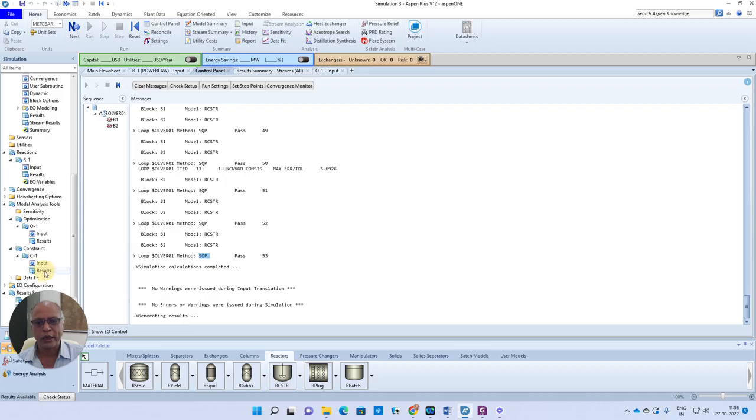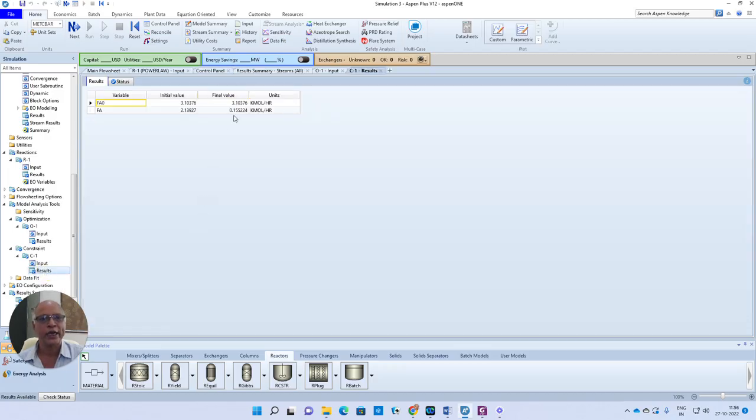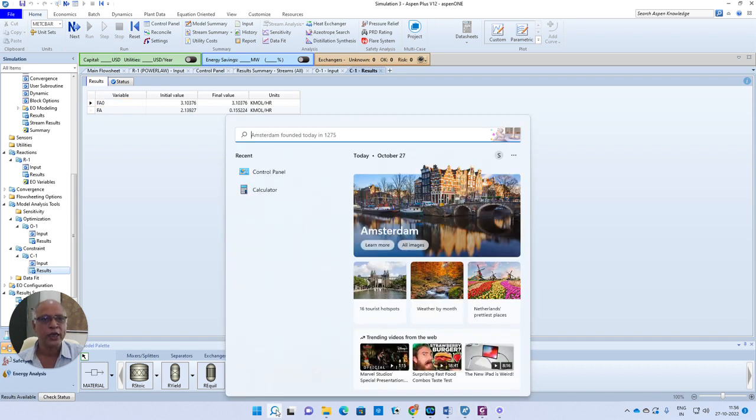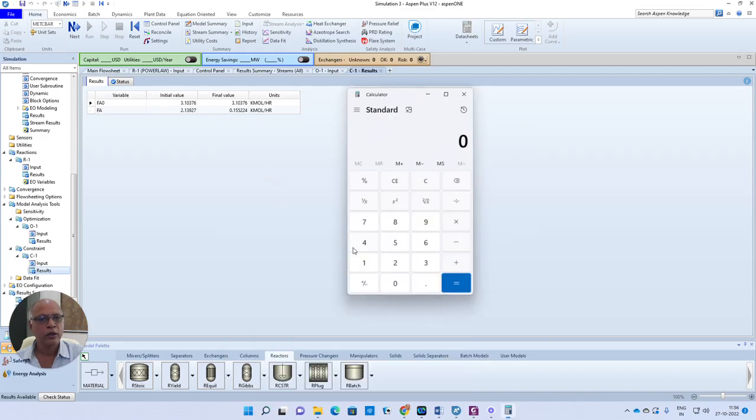See, let me look at the result of the constraint. So you can check it up. 3.1, the outlet flow rate is 0.15. So we can probably check it up by using a calculator. So 3.106 minus the outlet flow rate, 0.155224, divided by 3.10376.